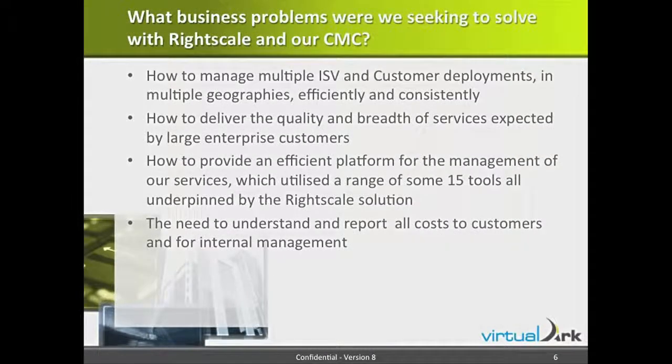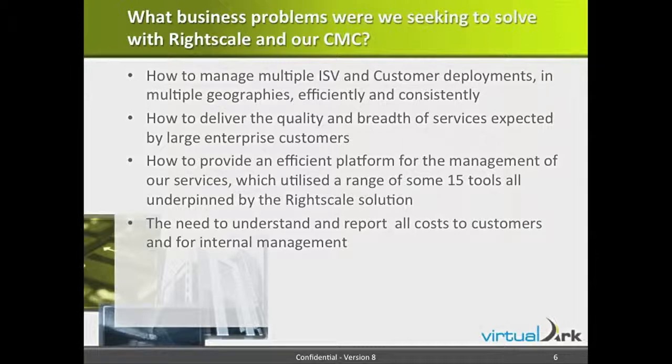So what business problems were we seeking to solve when we went about building our central management console and adopted RightScale as a core component to that platform? For us, we need to be able to manage multiple software vendor relationships and multiple customer deployments in multiple geographies efficiently and consistently. We needed to be able to deliver the quality and breadth of services expected for large enterprise customers, which is our focus.